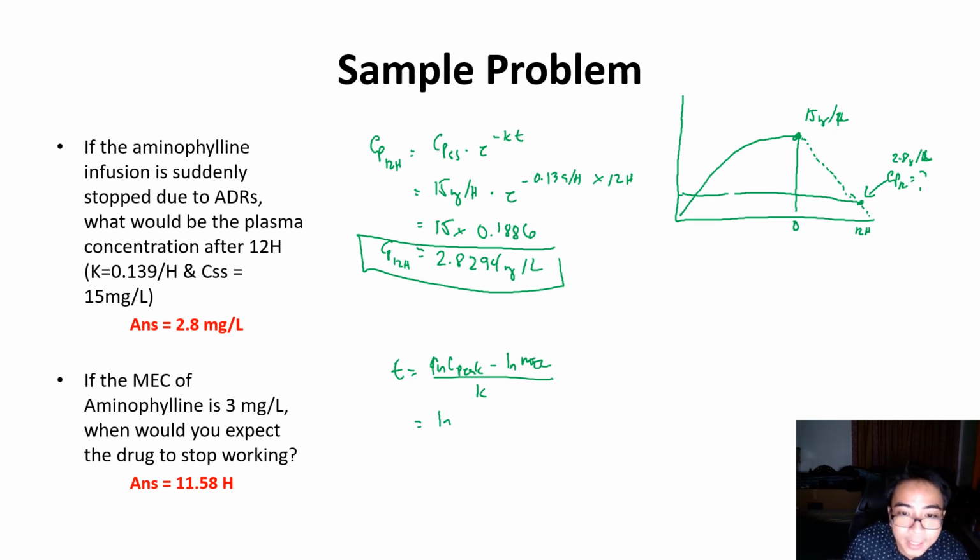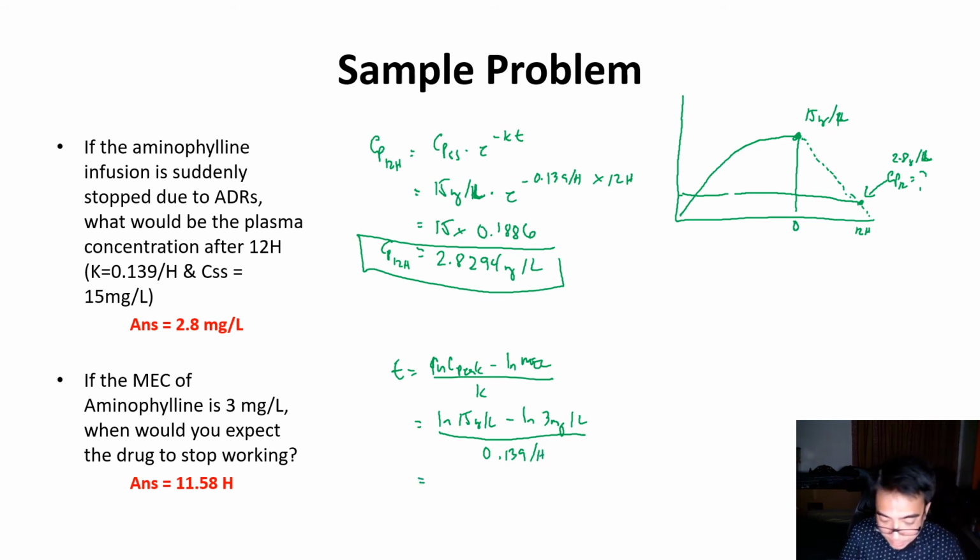So the ln of our C peak is 15. Why did I write milligram per hour again? Sorry, milligram per liter. Good thing I caught it. Milligram per liter minus ln of the MEC, 3 milligrams per liter, over k, which is 0.139 per hour.